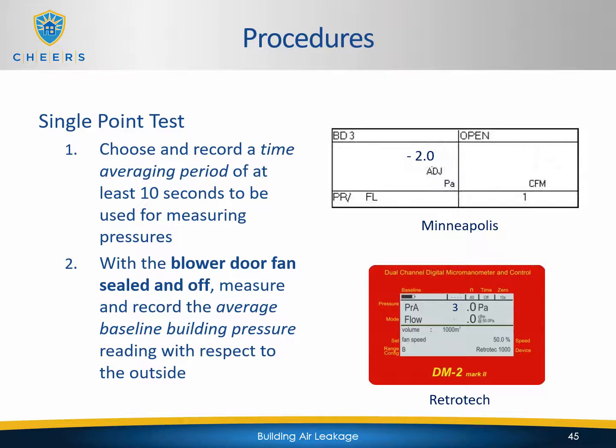With the blower door fan sealed and off, you want to measure and record 5 independent average baseline building pressure readings with respect to outside to a resolution of 0.1. So once you get to your field test, we're going to refer to this as taking the baseline. When you hear we're going to be taking the baseline before the blower door starts, this is what we're talking about. So the blower door will be off, it will be sealed, it'll be completely connected to the manometer, and all you're doing is looking at your manometer and taking those 5 independent readings at 10-second intervals, kind of to get a baseline for the house in natural conditions.